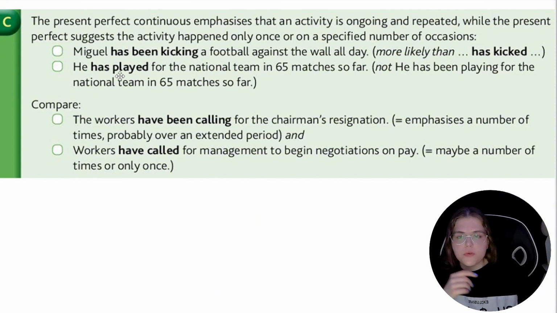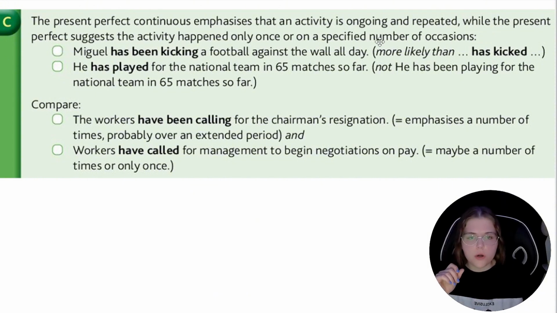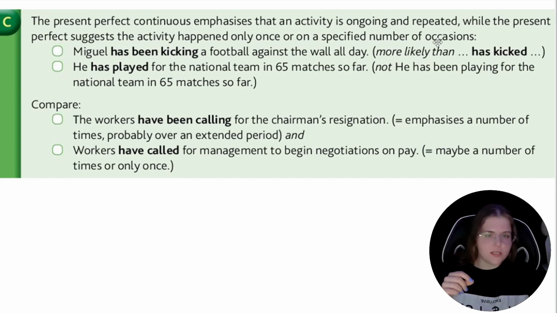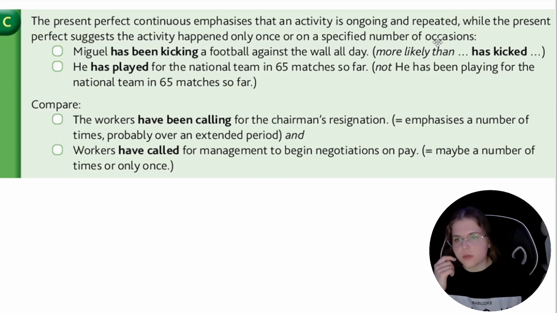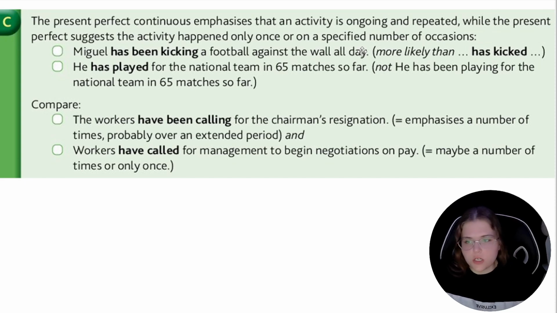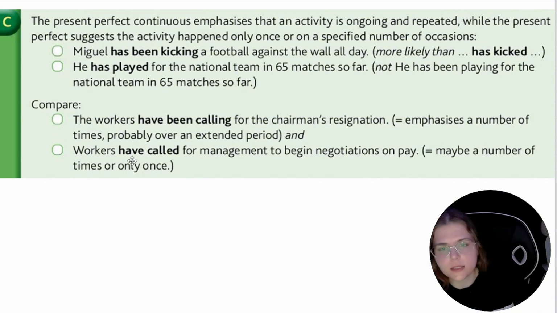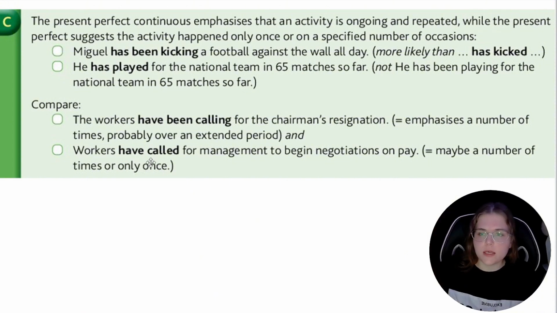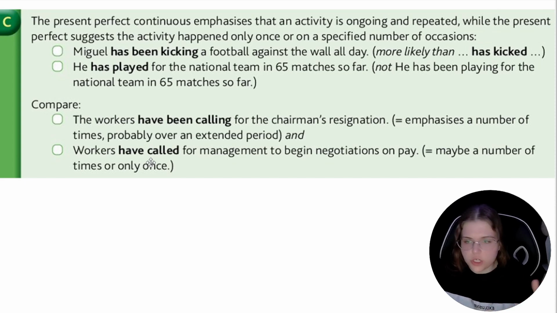Next, the present perfect continuous emphasizes that an activity is ongoing and repeated, while the present perfect suggests the activity happened only once or a specified number of occasions. For example, Miguel has been kicking a football against the wall all day. He has been kicking, not he has kicked, because it was all day, the duration.